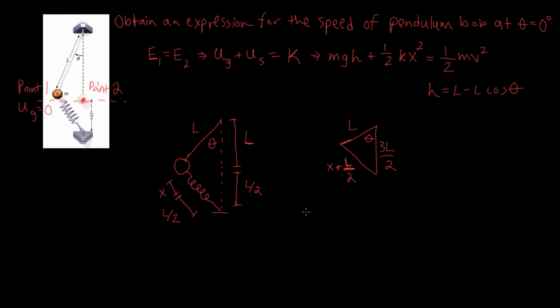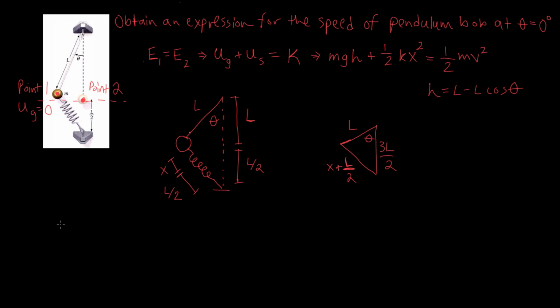So notice that we have three sides of our triangle. We have L, 3L divided by 2, and x plus L divided by 2. So we need to come up with an expression for the value of x. Now the only way to solve for this is that we have three sides of our triangle and we have one given angle. In order to solve for x, we would have to use a law in geometry known as the law of cosines.